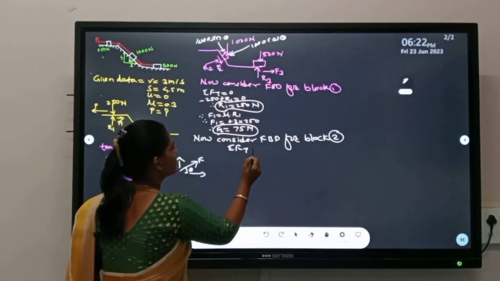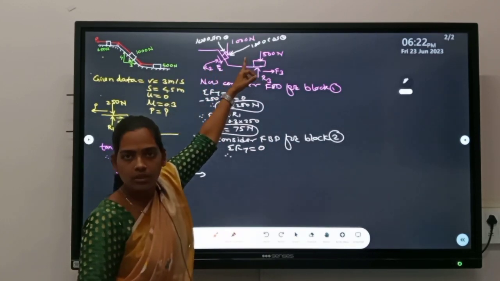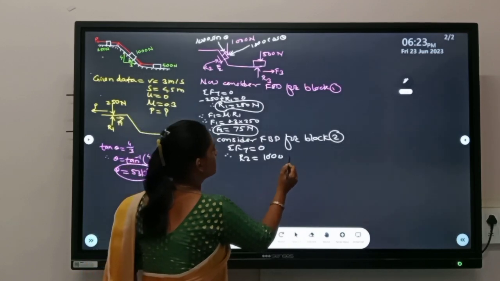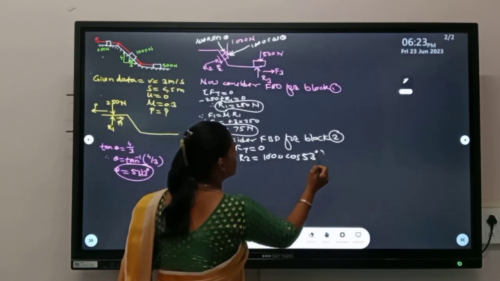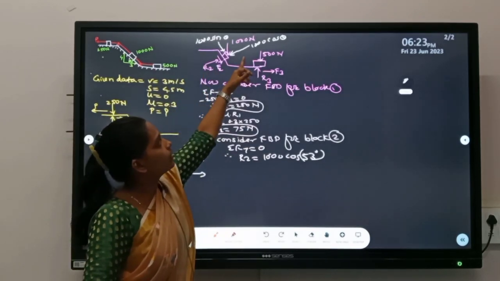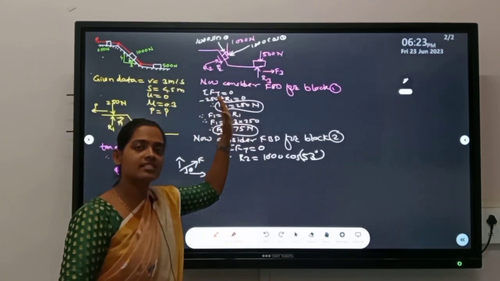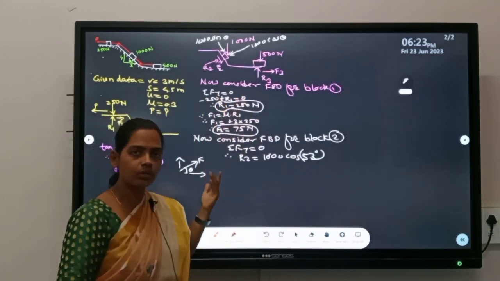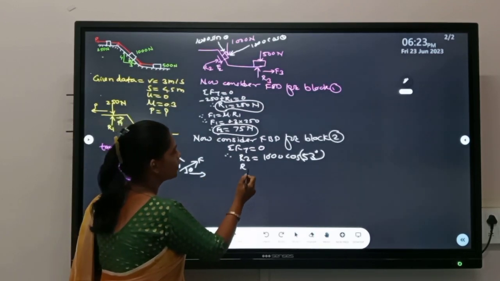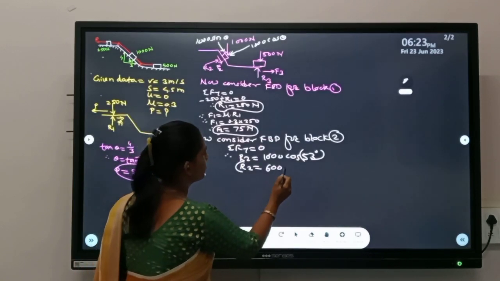Summation F of y is equal to 0. Therefore, R2 is equal to 1000 cos of 53 degrees. Since this is going up, it is plus, and 1000 cos theta is going downward, it is minus. Otherwise, all the forces going up are considered plus and all the forces coming down are considered minus. Therefore, tell me the value of R2. Yes, 600 Newton.